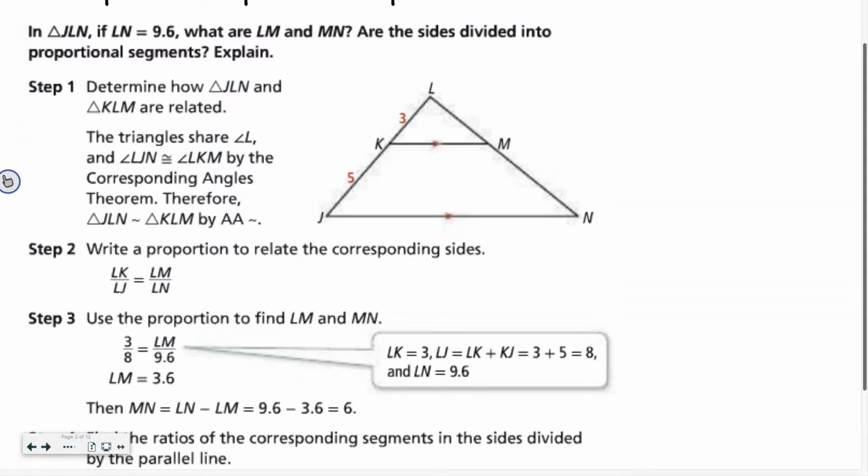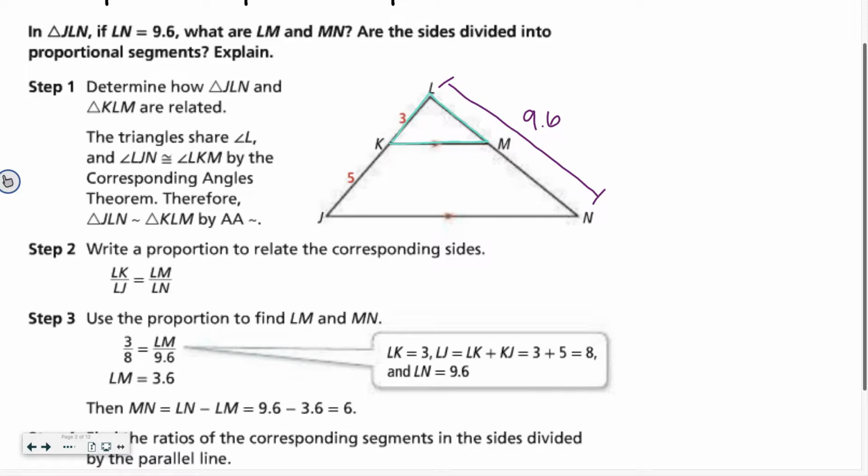So if we start with this triangle JLN over here on the right, and we know that LN, so this entire thing, is 9.6, what are LM and MN? And then are the sides divided into proportional segments? Explain. So first, we want to figure out how the big triangle JLN and triangle KLM, so that smaller triangle, the whole triangle and then that little blue triangle, are related.